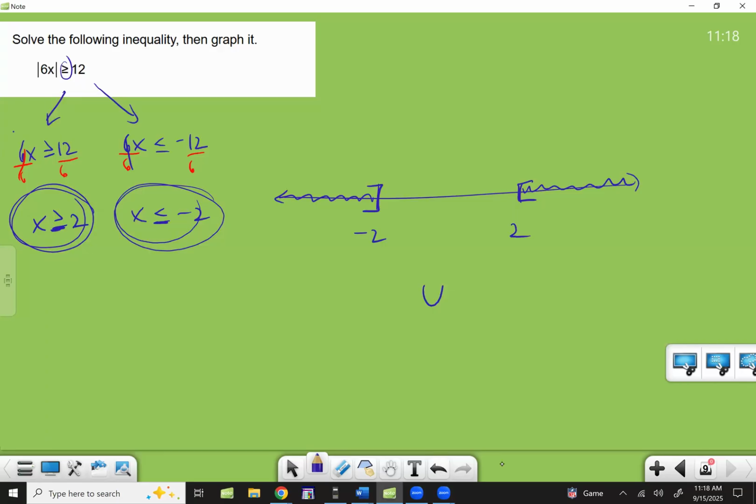Sorry, you guys. Okay, so let's write this out. This is going to be from negative infinity all the way up until negative 2. You already know it's a square bracket. We've talked about it. And then this one's going to be square bracket 2 all the way to positive infinity for that piece. So this is the solution that they're looking for.